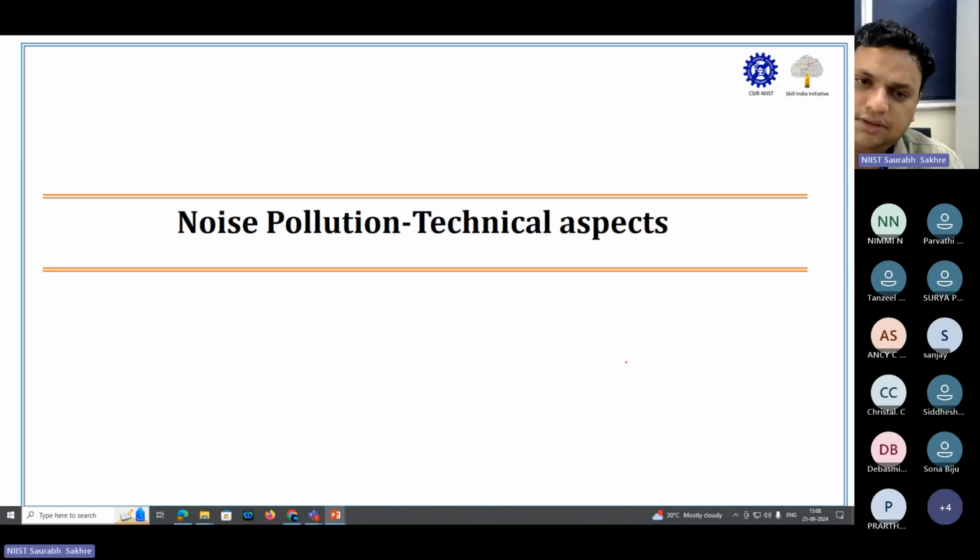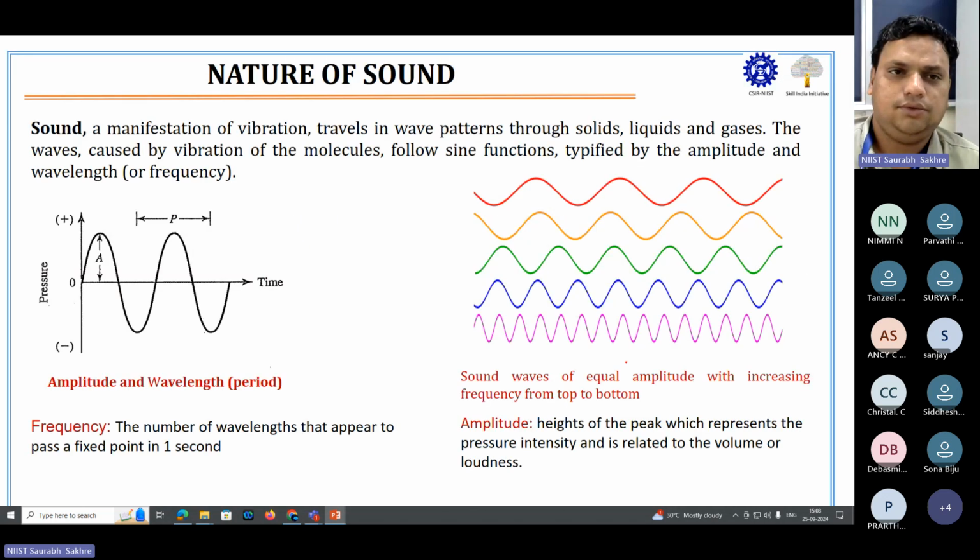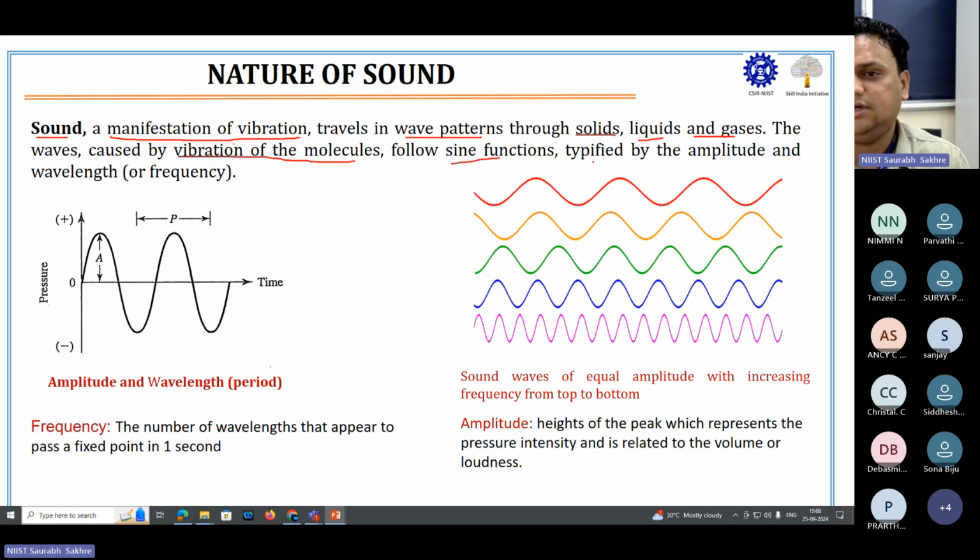Now we will see some technical aspects of noise pollution. First thing is that we need to understand what sound is. Then only will we be able to understand how it converts to noise and in what units we measure noise. So sound. Sound is what? Sound is a manifestation of vibration that travels in wave patterns through solids, liquids, and gases. The waves caused by vibration of the molecules follow a sine function typified by the amplitude and wavelength, or sometimes frequency.